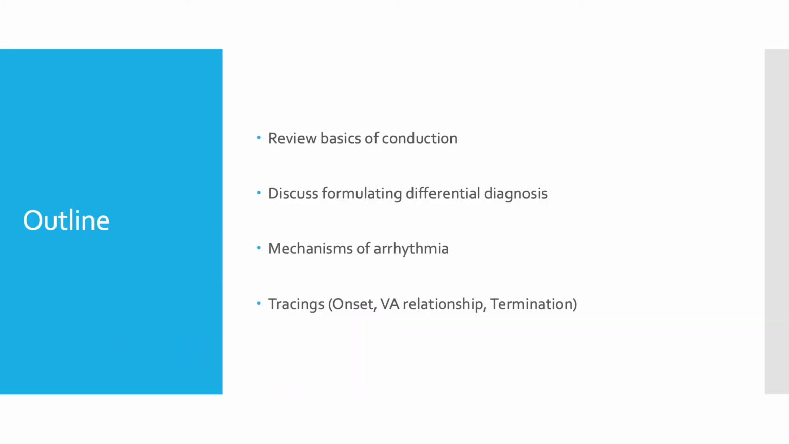First, we will review the basics of conduction, particularly what makes the QRS wide and what makes it narrow. Then we will discuss formulating the differential diagnosis, which is the key to this approach. Then we will discuss the mechanisms of arrhythmia for each item on our differential diagnosis, and then we'll apply these concepts to a series of tracings and assess the onset, the SVT itself, as well as the termination to rule in and rule out certain items on our differential diagnosis list.